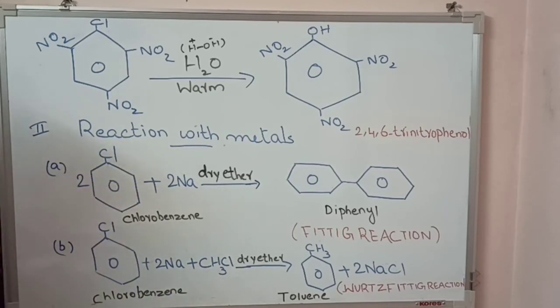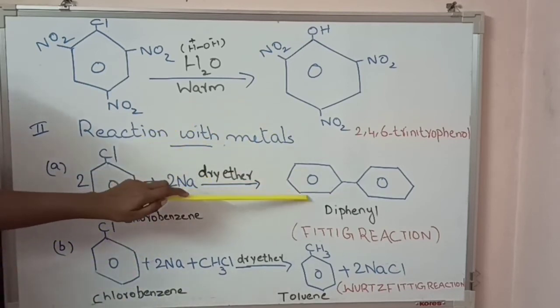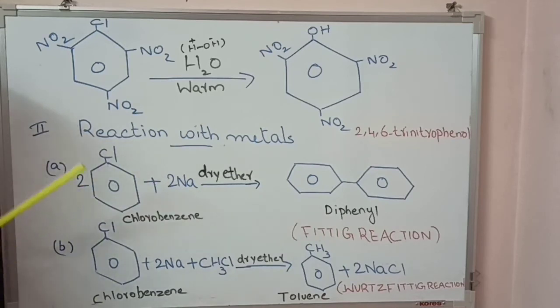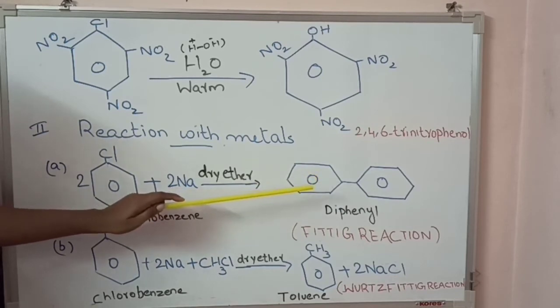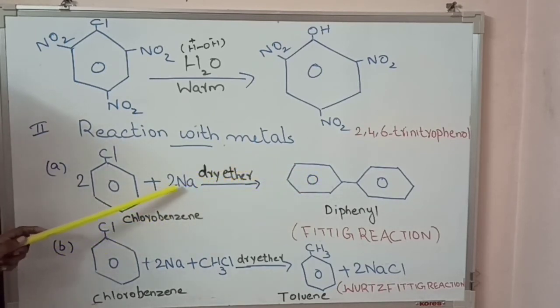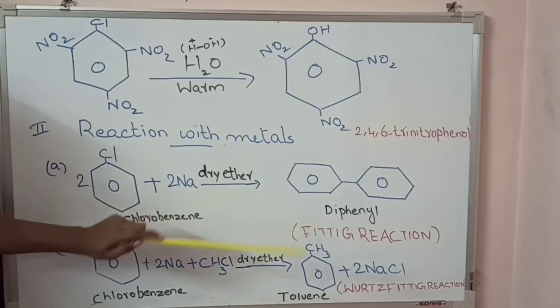First is nucleophilic substitution reaction. Second is reaction with metals. Haloarene on treating with sodium metal in presence of dry ether, then you will get diphenyl. For example, chlorobenzene on treating with metallic sodium in presence of dry ether, then these 2 benzene rings will join together to form diphenyl or biphenyl, and the byproduct is 2NaCl, and this reaction is called Fittig reaction.